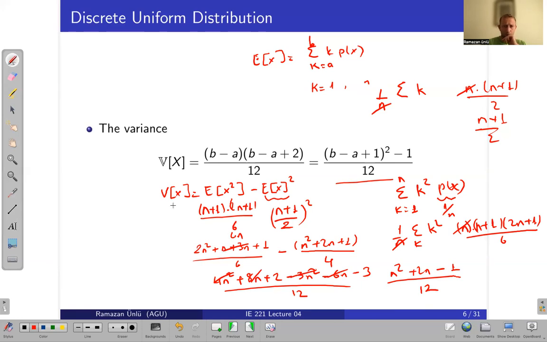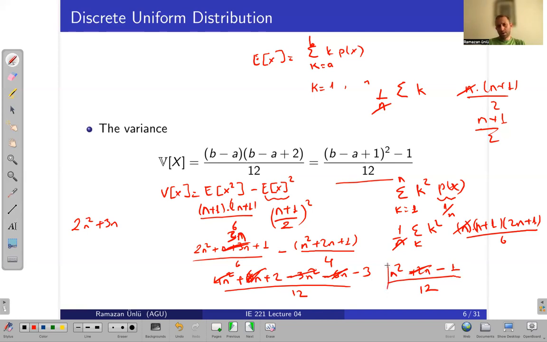So let me do it again. So which is 2n squared, 3n. Okay, so this part is not 4n. This is 3n. And finally it will be 6n, and the 6n will cancel each other. We will stay with (n squared minus 1) divided by 12.